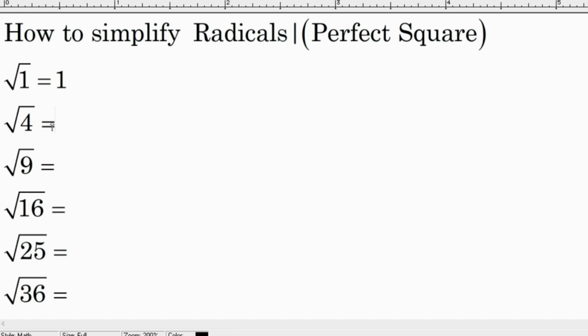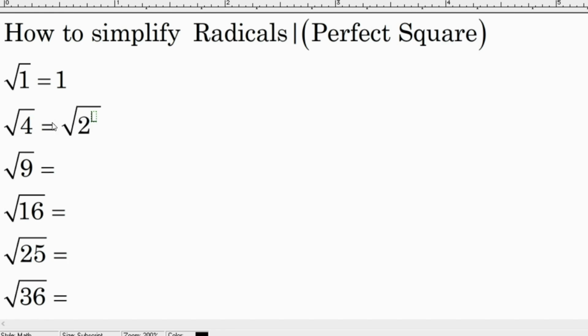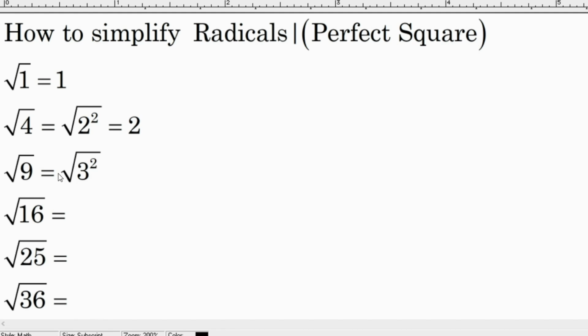The reason is that it can be written as the square root of 2 squared. The square root can be simplified with the square, and that will be equal to 2. Now we have the square root of 9, and 9 can be written as 3 squared. When we simplify the square with the square root, we get 3.